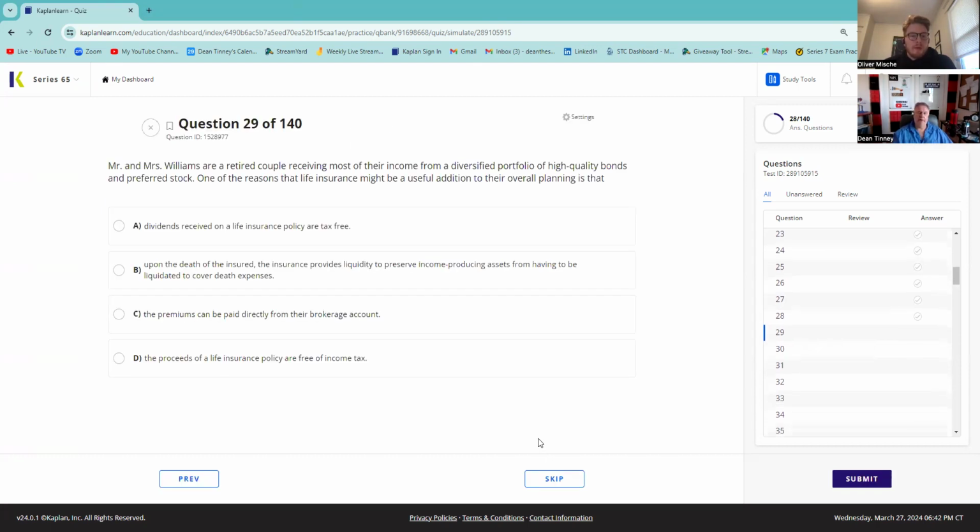Mr. and Mrs. Williams are a retired couple receiving most of their income from a diversified portfolio of high-quality bonds and preferred stock. One of the reasons that life insurance might be a useful addition to their overall planning is that... I kind of like this one. There are not many life insurance questions, but I failed life insurance the first time. I've passed everything else the first time. Looks like, Oliver, you're choosing the hard way.